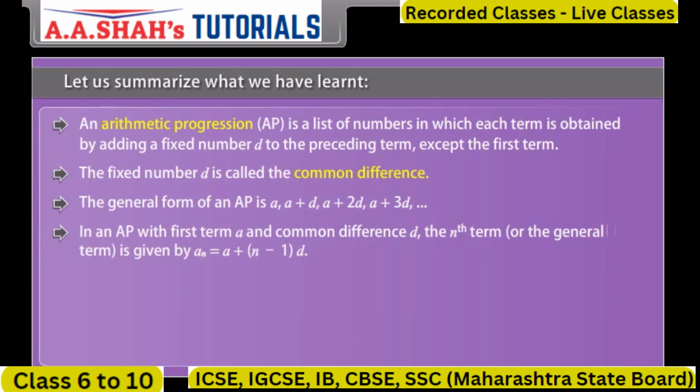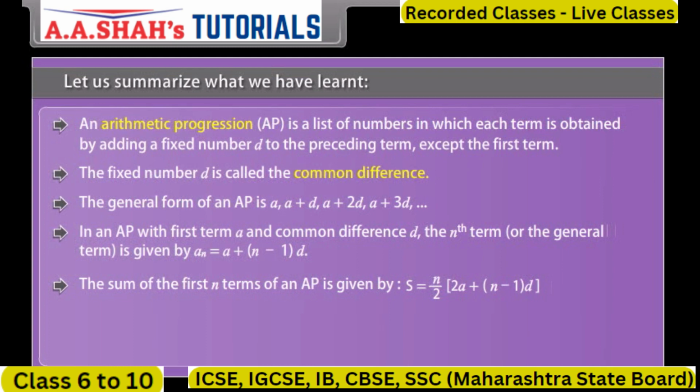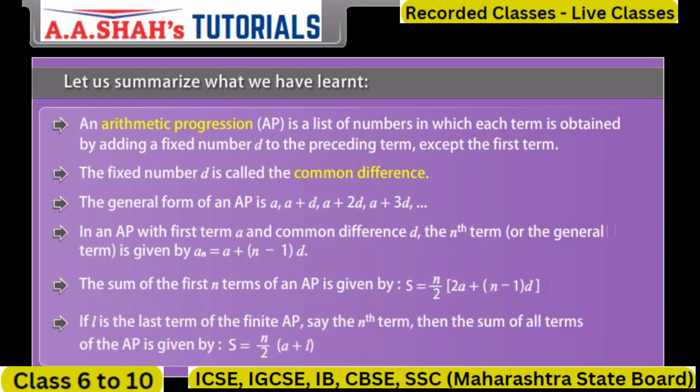In an AP with first term A and common difference D, the nth term or the general term is given by an is equal to A plus n minus 1 into D. The sum of the first n terms of an AP is given by S is equal to n upon 2 into 2A plus n minus 1 into D. If L is the last term of the finite AP, say the nth term, then the sum of all terms of the AP is given by S is equal to n upon 2 into A plus L.